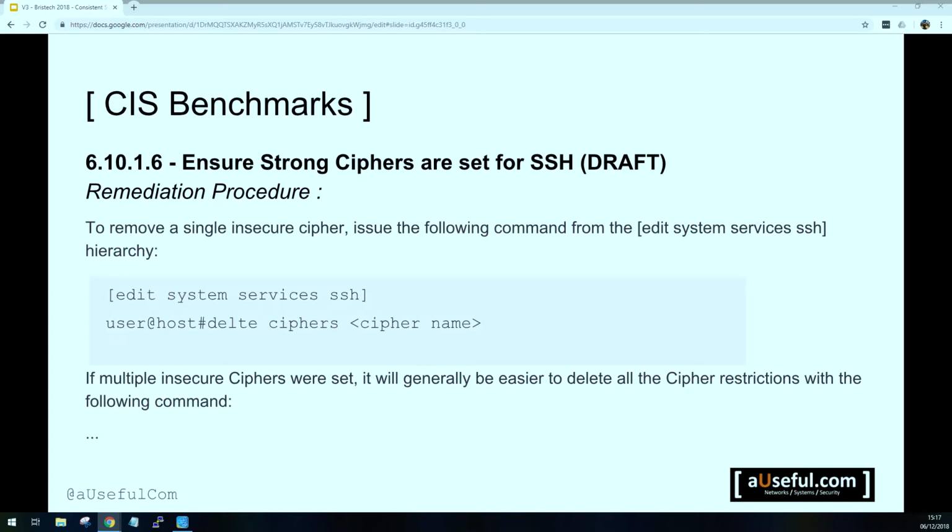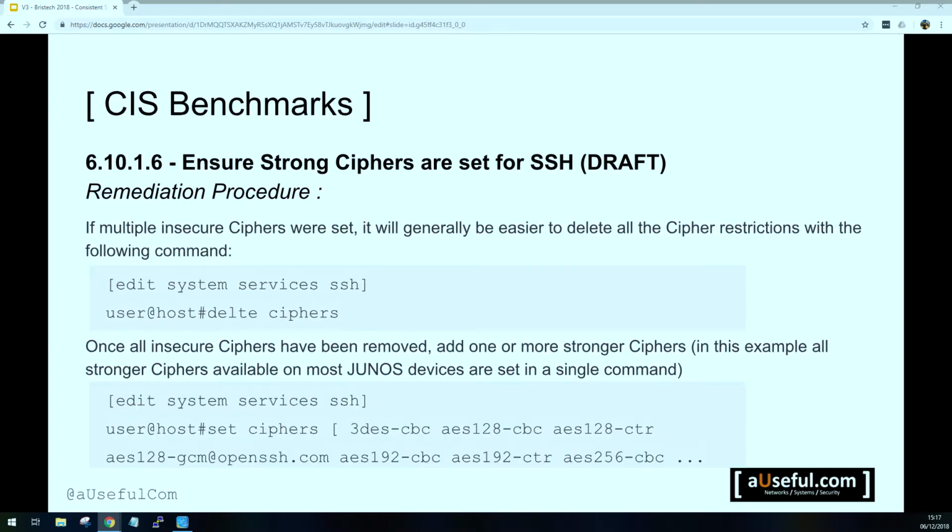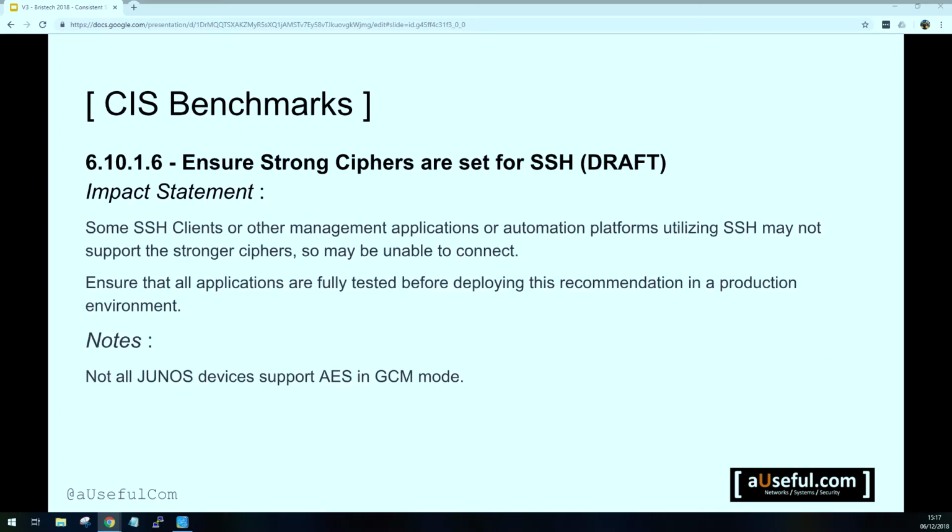We're then going to give a remediation action. So if you do our audit and find, no, I've got RC4 set, how do I remove it? So in this case, first we tell you how to remove just one cipher, like RC4. Or if you've got a whole list of ciphers that are not so good, we tell you how to delete all of them, and then how to set a list that are compliant. In this instance, we've included the Galois counter mode of AES, which isn't supported universally on Junos, so we go on and give some additional options for how to support this level 1 recommendation on all currently supported platforms.